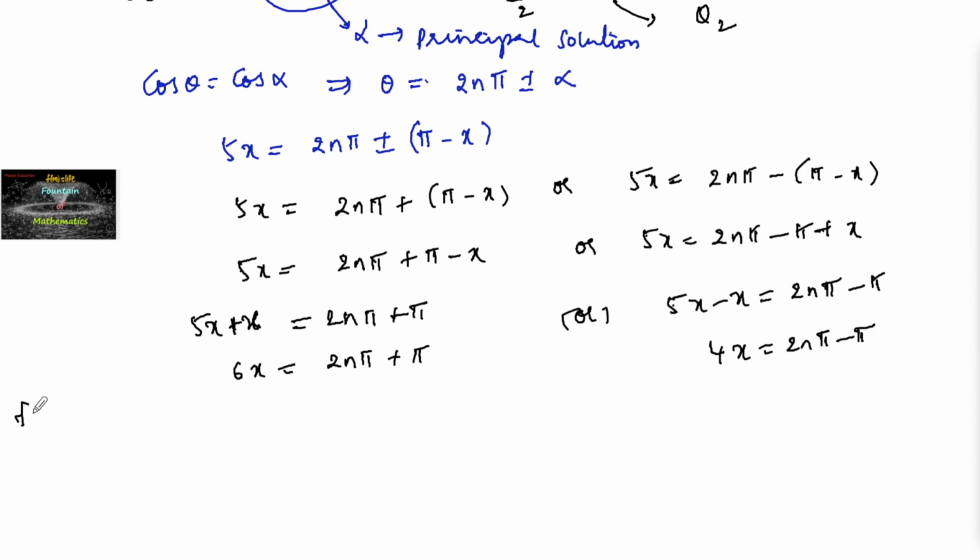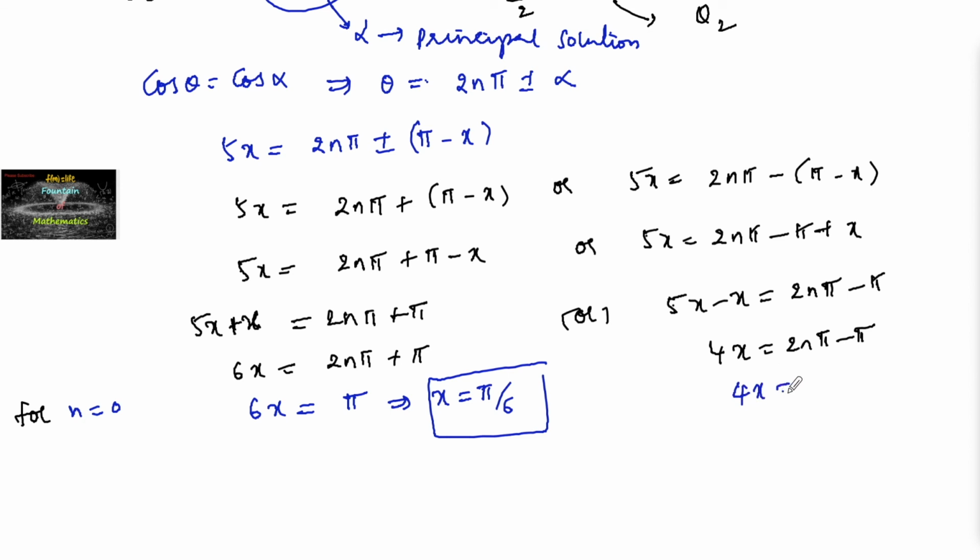Now let me write for n is equal to 0. So we have 6x is equal to 2 into 0 into pi, that is 0, plus pi, that is pi, which implies x is equal to pi by 6. Pi by 6 belongs to 0 to pi by 2. And again for n is equal to 0 here, 4x is equal to minus pi, so x is equal to minus pi by 4, which does not belong to 0 to pi by 2, so we will not include this.